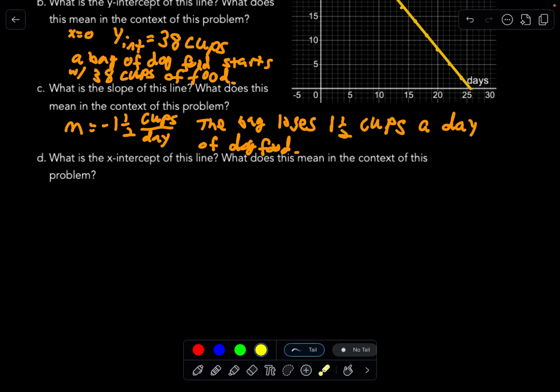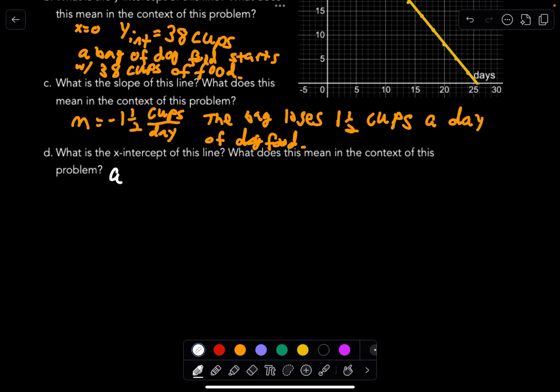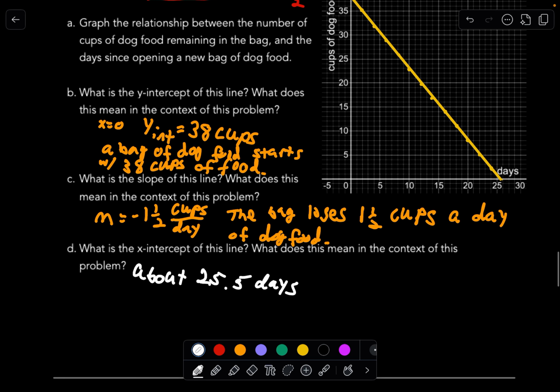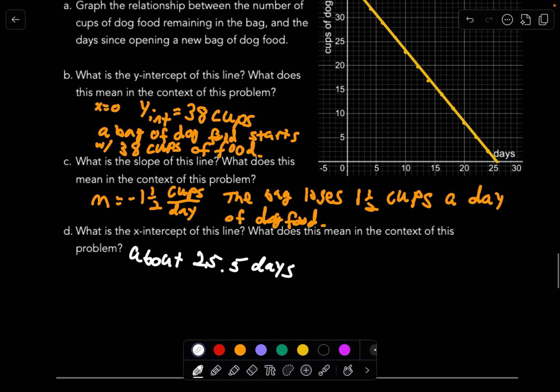What is the x-intercept? Well, that's going to disappear. Okay. From the graph, about 25 days. That's an estimate. We can get the exact value because we have the equation. Or do we have the equation?